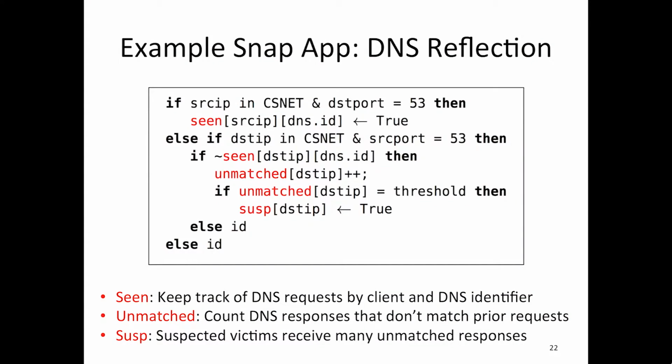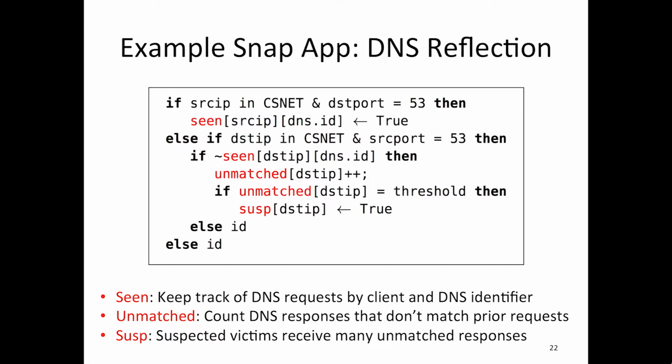So I'll give you a simple example of a Snap program. Basically, what we do is we model state as arrays that can be indexed on packet header fields. So this looks very much like C code, and that's somewhat intentional. It's very, very similar to that. And each of the things in red is an array indexed by 1 or more header fields in the packet.